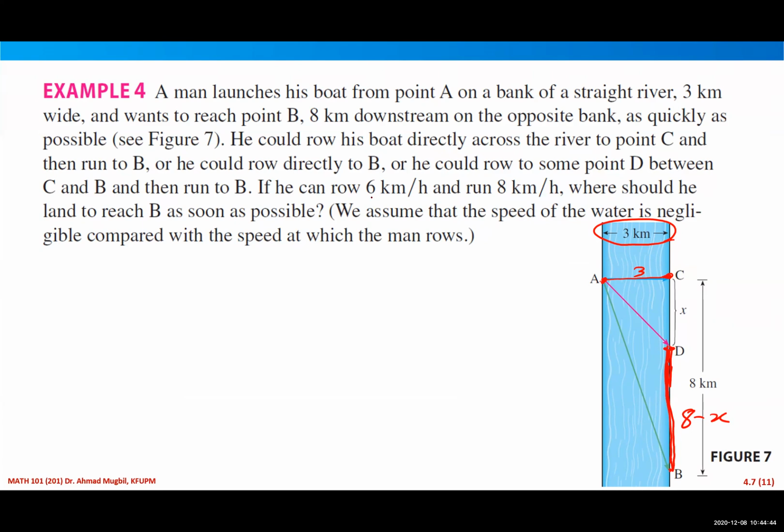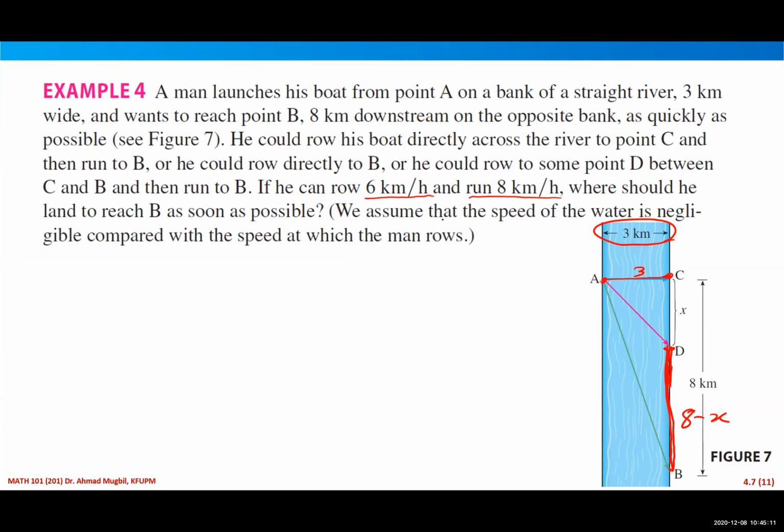He said that he can row 6 kilometers per hour. So here is his speed when he is on the boat. It is 6 kilometers per hour. When he runs, it looks like he has a bad boat. It is not fast. He can run 8 kilometers per hour. So I think it is better for him to row for a while and then run, so he can run faster than what he can row.